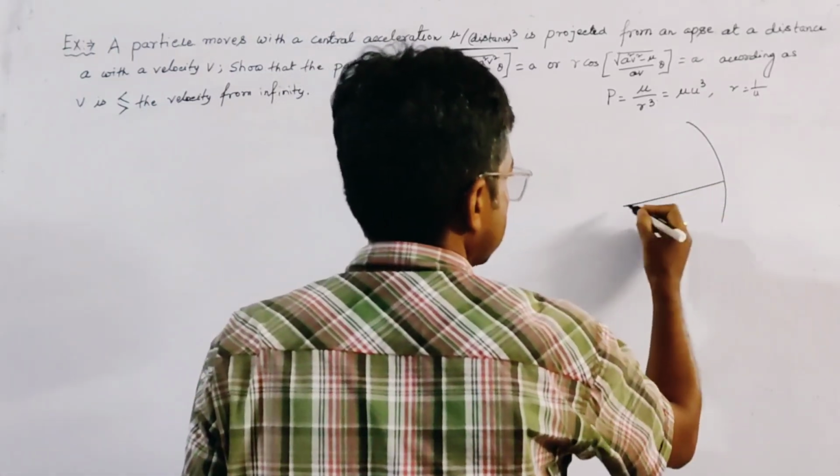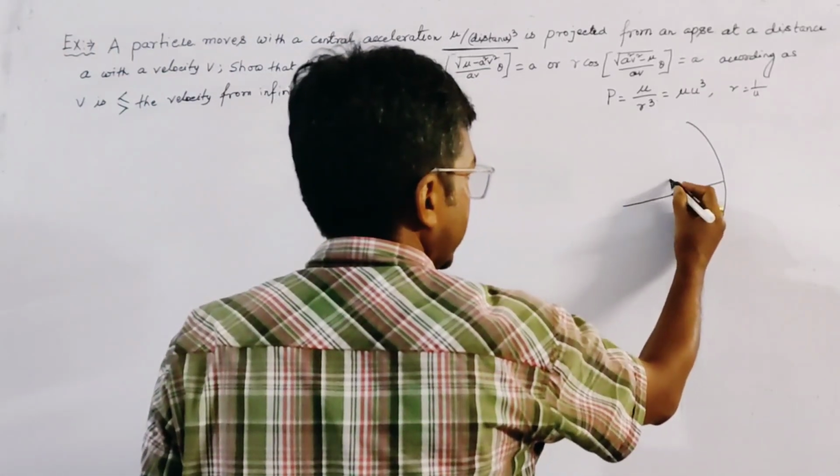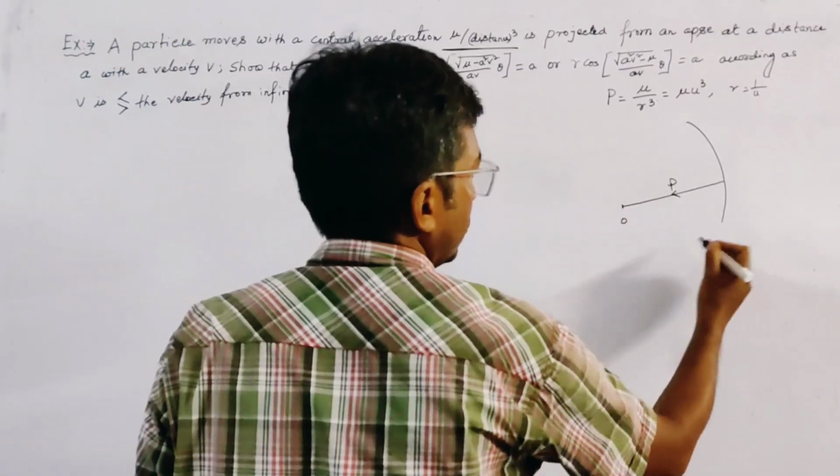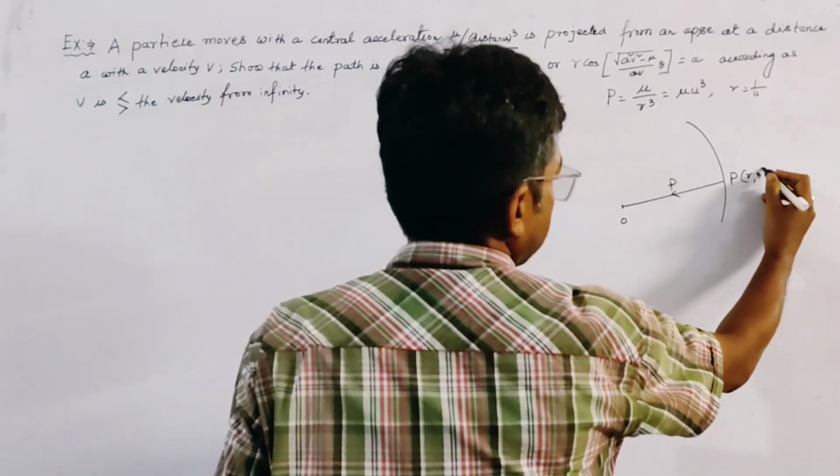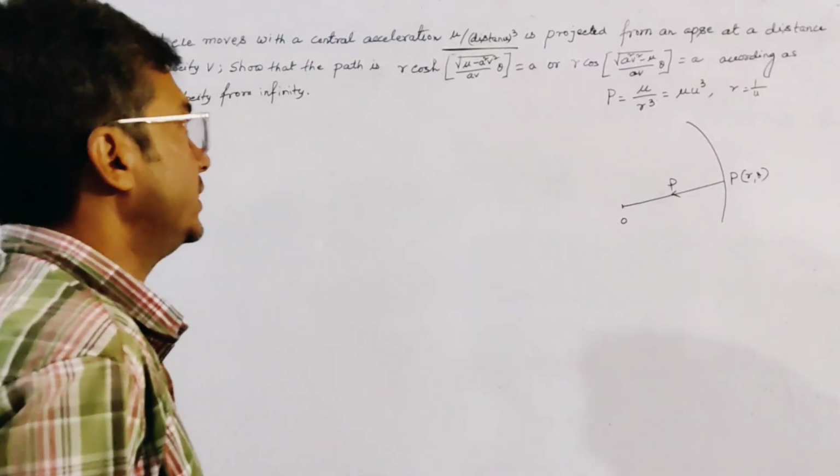Okay, we draw a rough sketch of the central orbit. This is the center of force O, and this is the central orbit. This is the position of the particle, with coordinates r, θ.